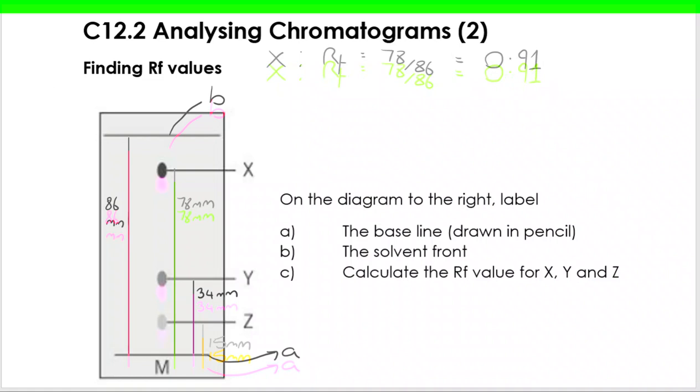If I then do the same with Y, that's 34 divided by 86, giving me an RF value of 0.4. And finally, we have got Z, which has travelled 15 millimetres. So 15 divided by 86, we get 0.17.